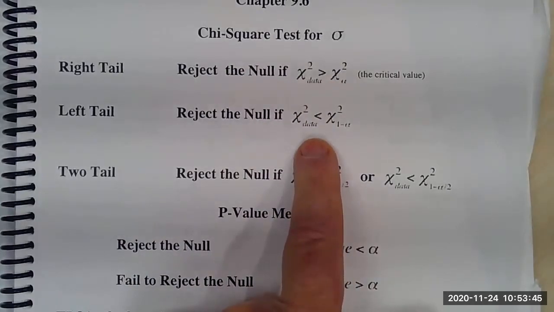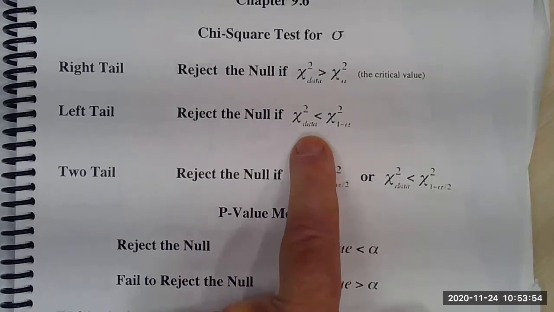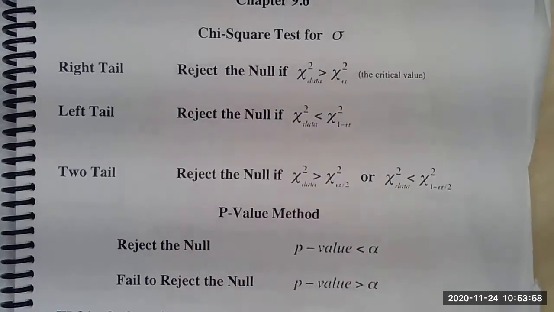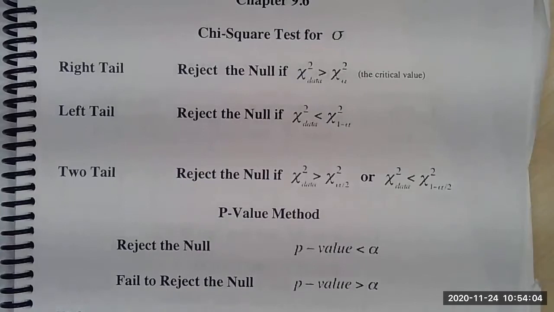If your data value is in the rejection region on a left tail, that's a left tail, so the data value is smaller, in the left rejection region, then reject the null. And then this one here is saying if your data value is either in the one tail left or the one tail right, reject the null. So picture-wise, I'm just not drawing the picture, but it's the same idea.